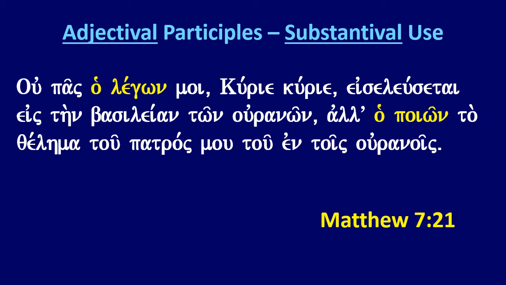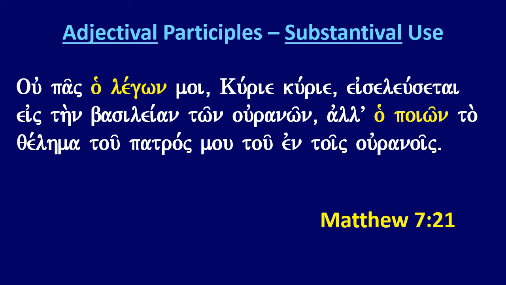So in the sentence when it says, ou pas, not everyone, ho legon moi, not everyone who says to me, "Lord, Lord," kurie, kurie, eiseleusetai, there's your main verb from eiserchomai, and it's a future tense verb. Not everyone who says to me, "Lord, Lord," will enter into the kingdom of the heavens, literally. But the one doing the will of God, the will of the Father, of my Father, who is in the heavens, literally.